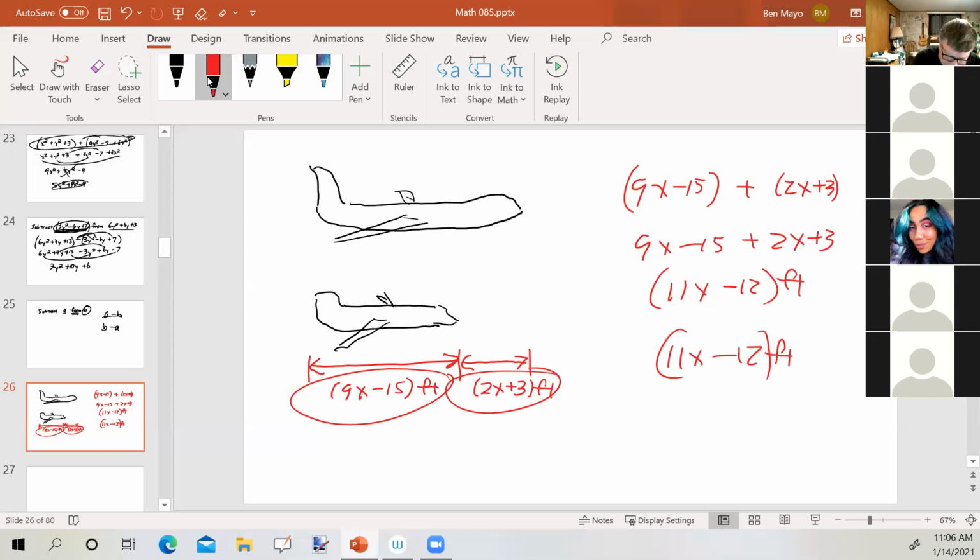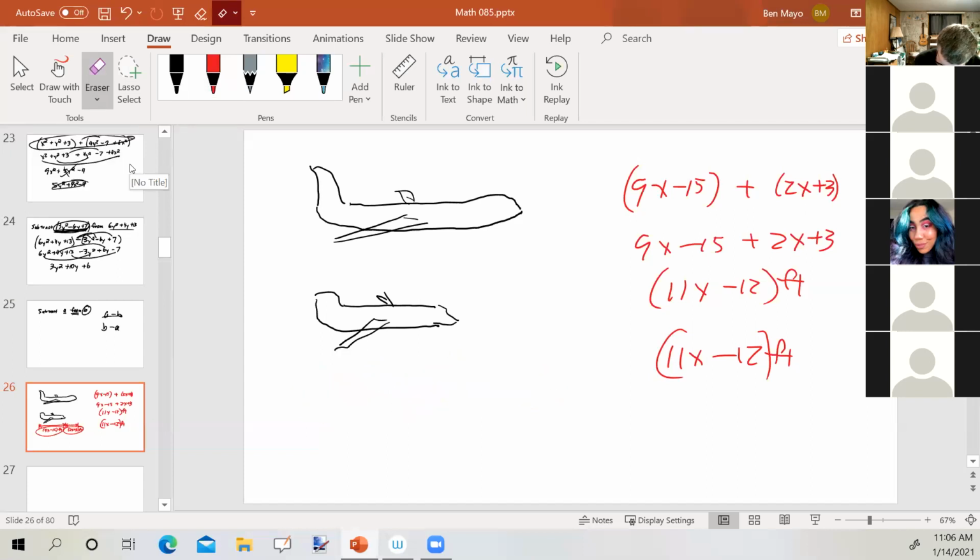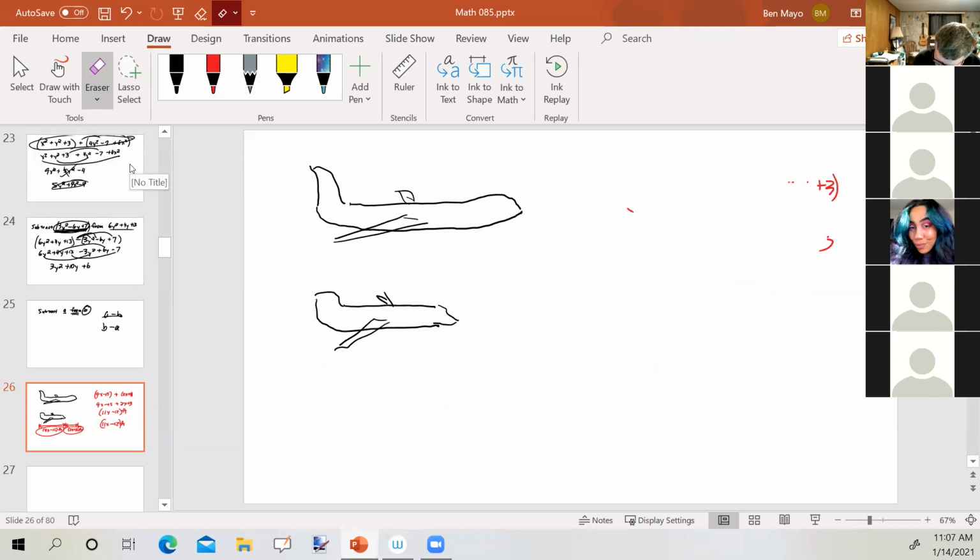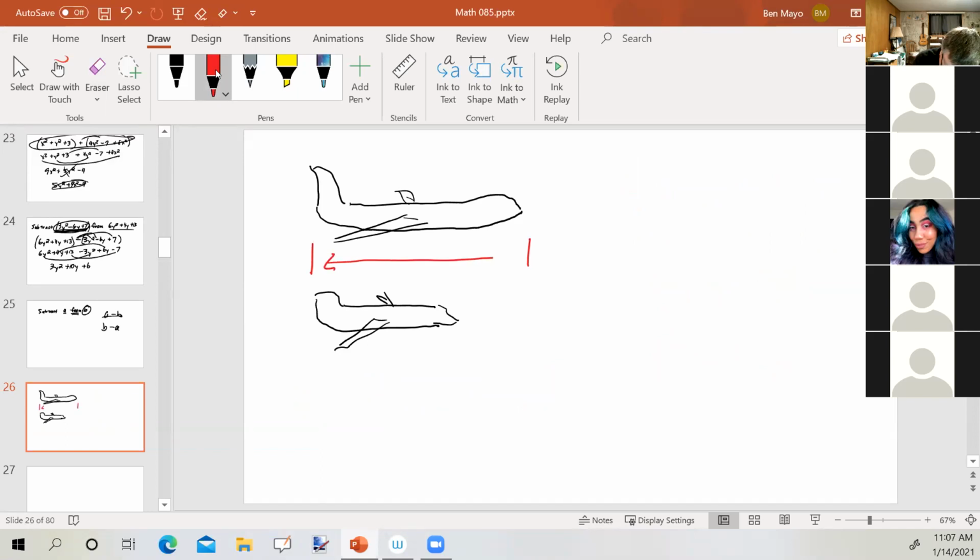Now, I'm going to change this problem somewhat. And let's see here. Let's get rid of all of this. And let's say we've got this situation where this distance we'll say is 10x plus 4 feet. And this distance is, how about 3x minus 6, okay?